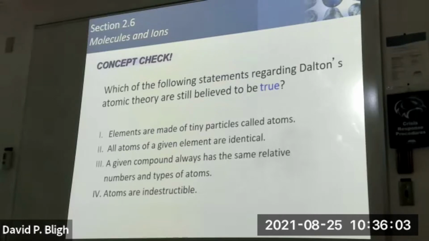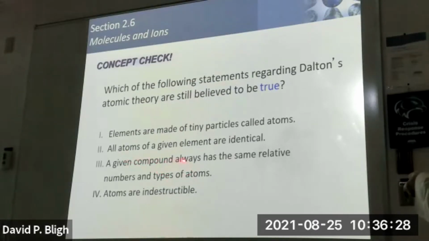So let's go back to John Dalton and see if we can knock him off his pedestal. His atomic theory made those postulates. Now, which one of those postulates is still true? Elements are made of tiny particles called atoms. Yep, I think that's still true. All atoms of a given element are identical. Nope, not anymore. We know about isotopes.